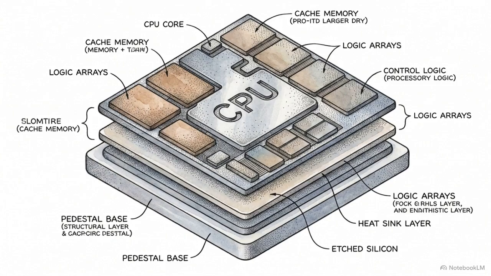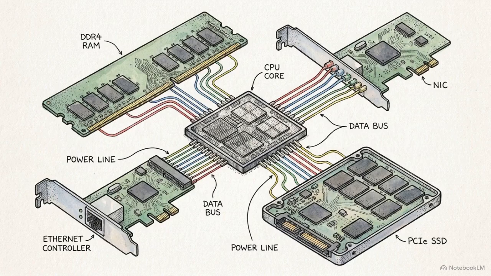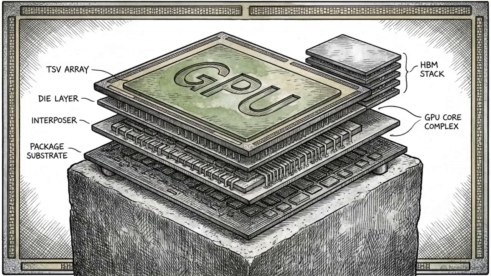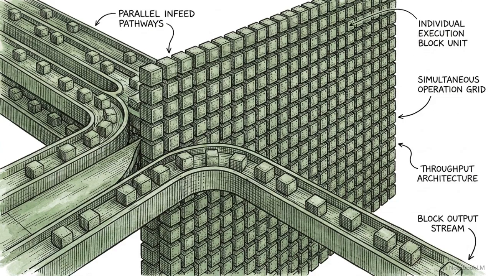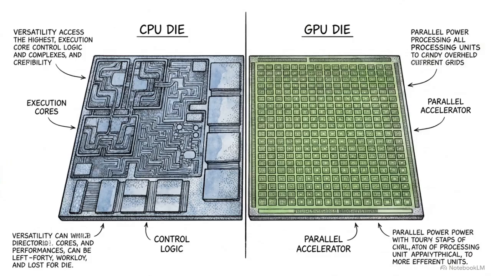The Central Processing Unit, or CPU, is the engineering solution for general-purpose computing. Its design prioritizes low-latency control and the flexibility to jump between highly varied instructions. The Graphics Processing Unit, or GPU, is the solution for data parallelism. It is built to repeat the same operation across massive datasets, prioritizing total volume, or throughput, over the speed of any individual task. Form follows function. The CPU is a versatile controller. The GPU is a parallel accelerator.